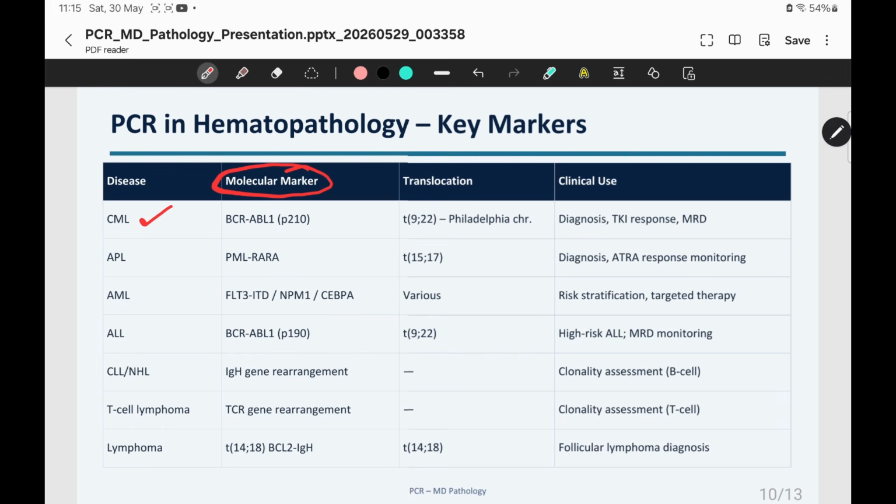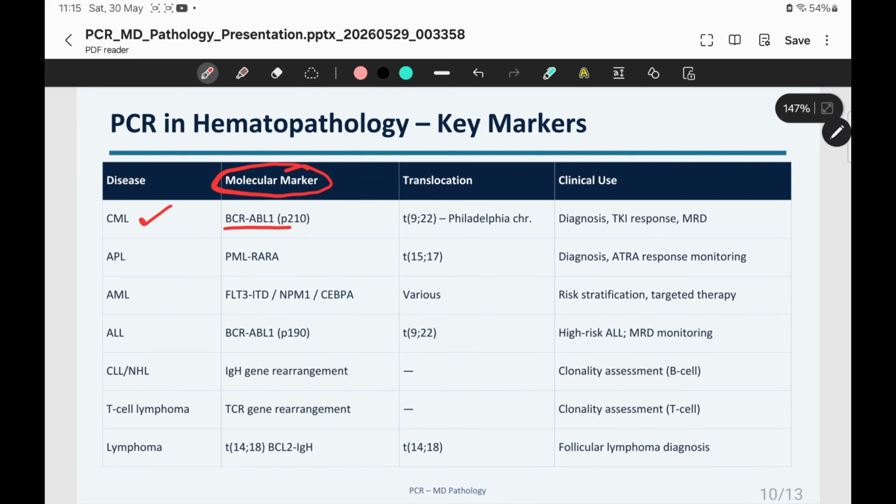So, in case of CML, we target BCR-ABL1 fusion gene. This is translocation t(9;22) or the Philadelphia chromosome, and it helps in diagnosis and tyrosine kinase inhibitor treatment response and also minimal residual disease monitoring. In case of acute promyelocytic leukemia, the PML-RARA fusion is detected by PCR, and this correlates with the translocation t(15;17), and it helps in the diagnosis and ATRA response and monitoring.